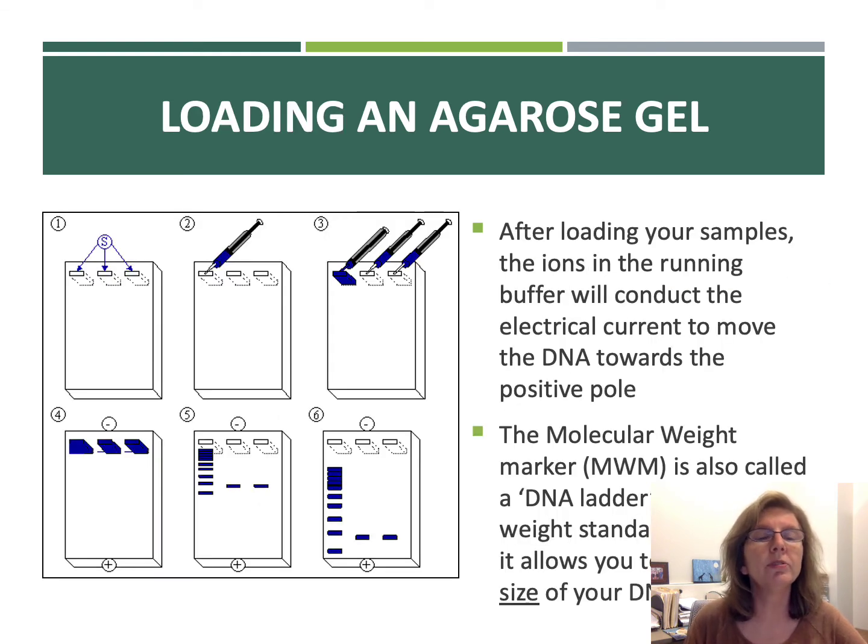So this diagram shows us the steps of loading an agarose gel. Step 1 is just showing you there are 3 wells. In step 2, the pipetter is starting to load the sample into the first well, and then you would proceed to loading the second and then the third wells. And then at step 5, it's showing you what those samples are going to do as they move from the negative end to the positive end.